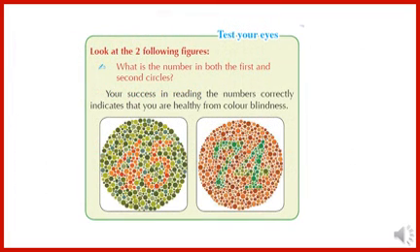Let's now take a test for our eyes. Look at the following figures. What is the number in both the first and the second circles? Your success in reading the numbers correctly indicates that you are healthy from color blindness. Yes, in the first one we have 45, and in the second one we have 74.